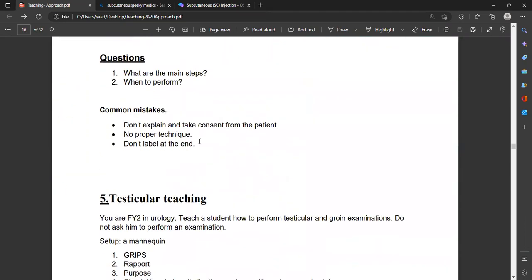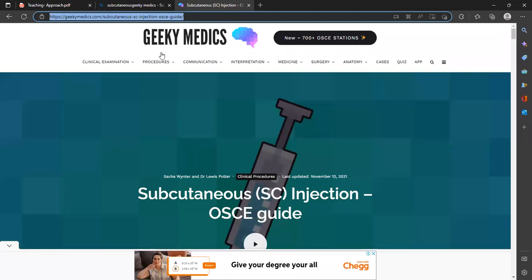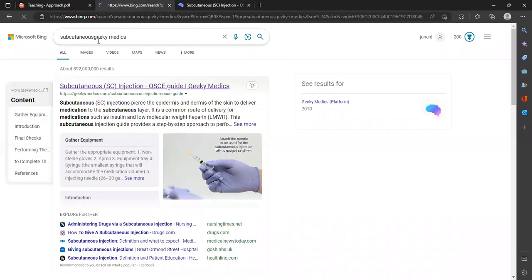Okay, there are questions. What are the main steps, when to perform, how to perform, and can you please repeat this sampling technique? Can you please repeat this step, this step? There might be 1 or 2 questions, or there might be no questions. It depends upon the day. The common mistakes: not explaining, not taking consent from the patient, no proper technique, or not labeling at the end. Now, again, watch the video so you have a better understanding.